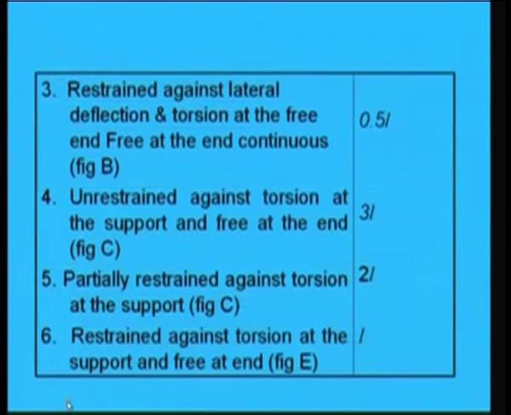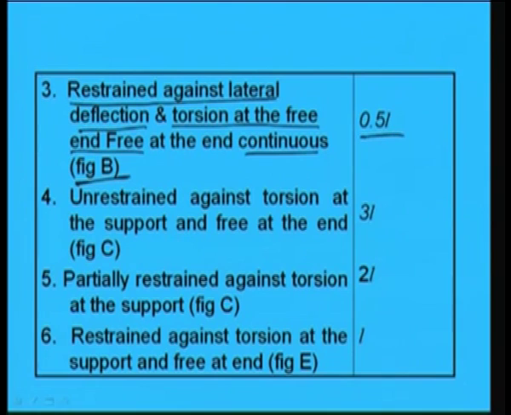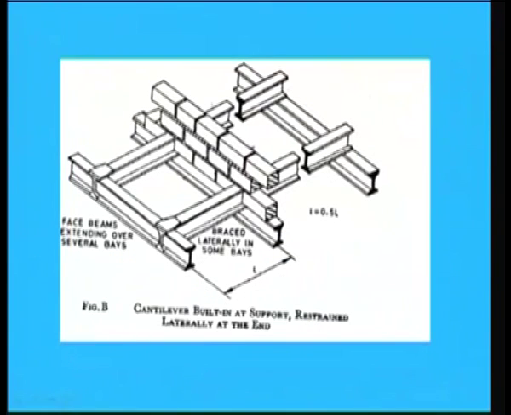Now, in the third case, the end condition is like this, that restraint against lateral deflection and torsion at the free end and at the end continuous, figure B, that will be 0.5 L. So, in figure B you see the effective length will become 0.5 into L, right. Cantilever built in at support, restraint laterally at the end. So, in this case the effective length will be this.